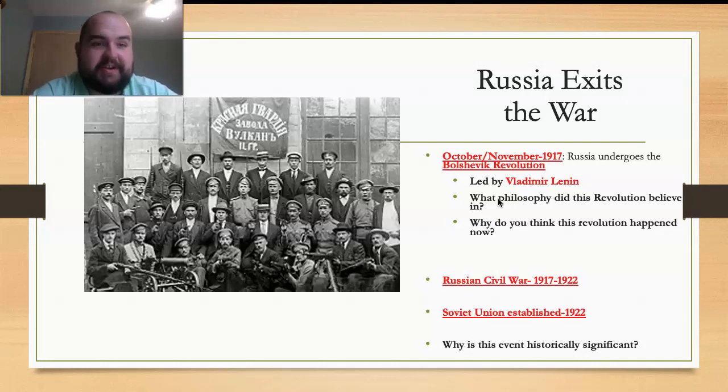All right, very good, imaginary class again. This is, of course, the start of the first communist state in the entire world. Vladimir Lenin and his Bolsheviks were believers in Marxism and communism. As a result of this revolution, the Russian Civil War erupted between 1917 and 1922, and by 1922 the Soviet Union had been established. This is officially the start of the Soviet Union, which of course would be our major rival throughout the Cold War of the 20th century.